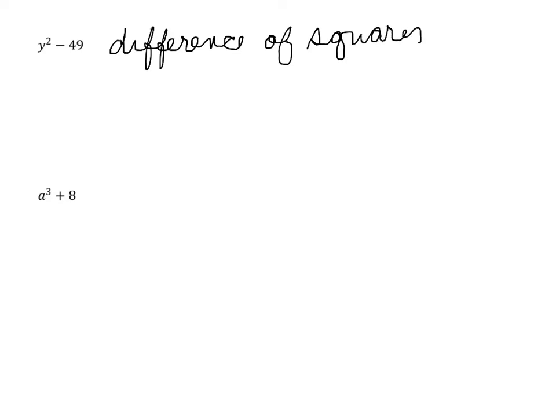So now we look at some special cases. I've got y squared minus 49. That is a difference of squares. So I know when I have my 2 binomials, I'll have y and y. The square root of 49 is 7. One of them will be added, one will be subtracted.